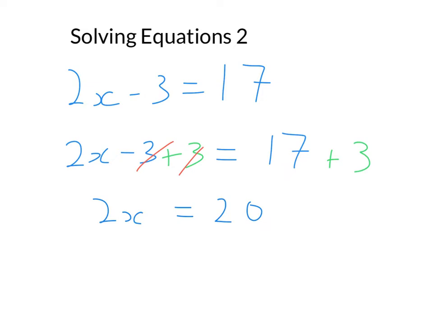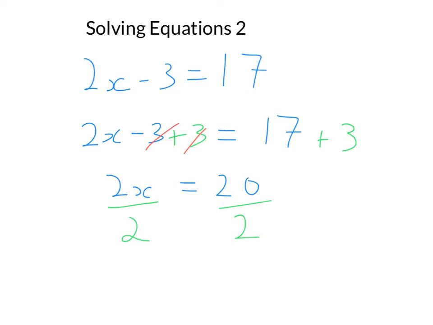Now the way that we did this yesterday, or in the last lesson, was by dividing by 2 on this side to cancel out the 2 in front of the x. And then again, what you do to one side in algebra, you have to do to the other side. So we divide the right hand side by 2 as well. 2x divided by 2, well the 2's cancel out, so we're left with x, and 20 divided by 2 gives us 10. So that's your answer for this one, x is equal to 10.